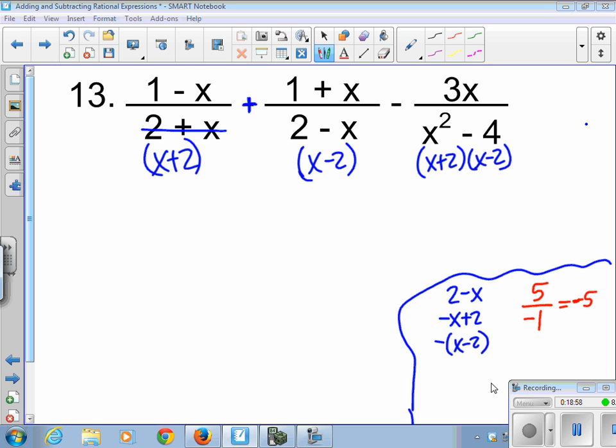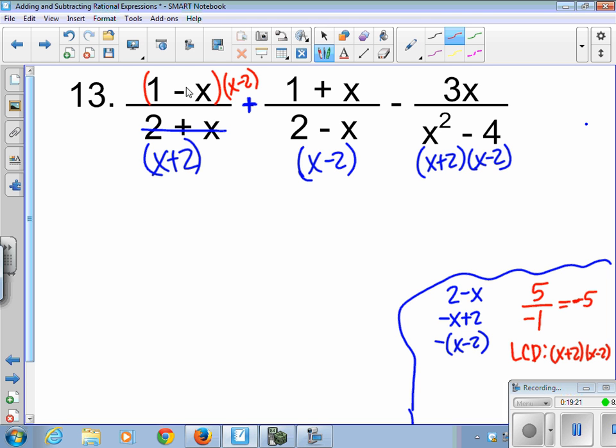And so the reason that I do this whole process is because it makes it easier to find what the least common denominator should be. Now I can really easily see that the LCD should just be x plus 2 and x minus 2. And that's really easy for me to see. So I'm going to go ahead and in this first fraction, I'm going to add an x minus 2.